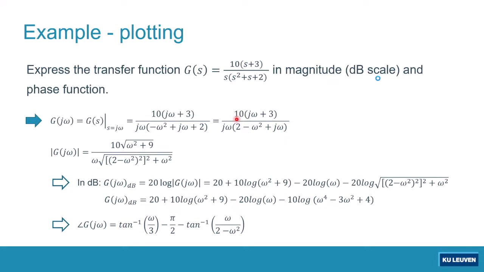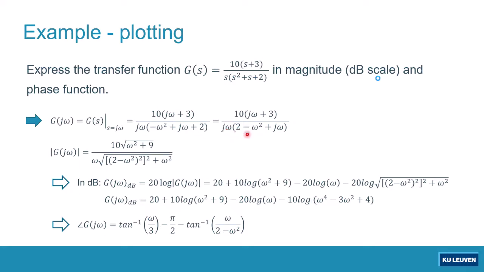The magnitude of the numerator, obviously, will be equal to this one. 10 times 10 is 10, so I don't have to evaluate the magnitude. The magnitude of a real number is the real number itself. Well, the magnitude of j omega plus 3 will be equal to the square root of the imaginary part, there is omega in here, squared, plus the real part squared, divided by the magnitude of the denominator.